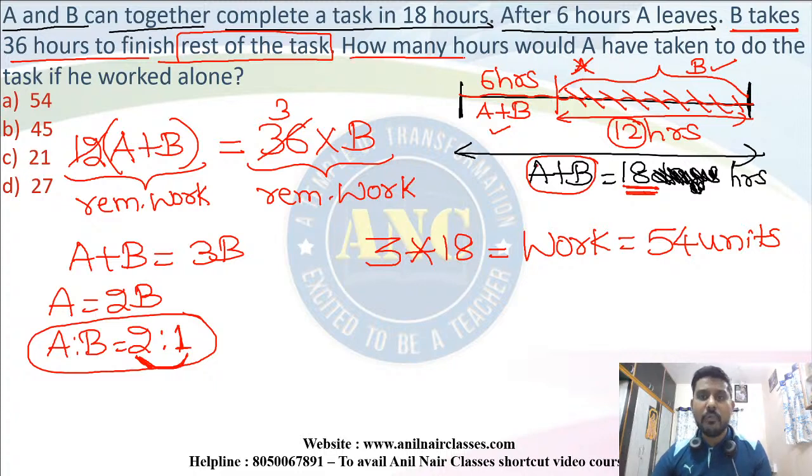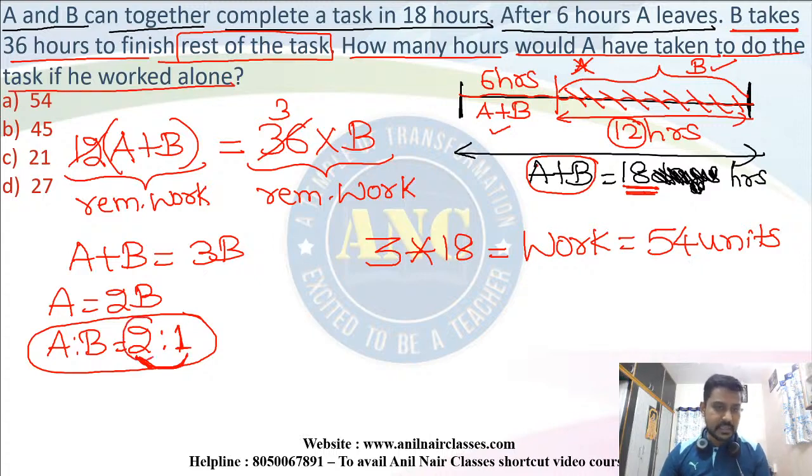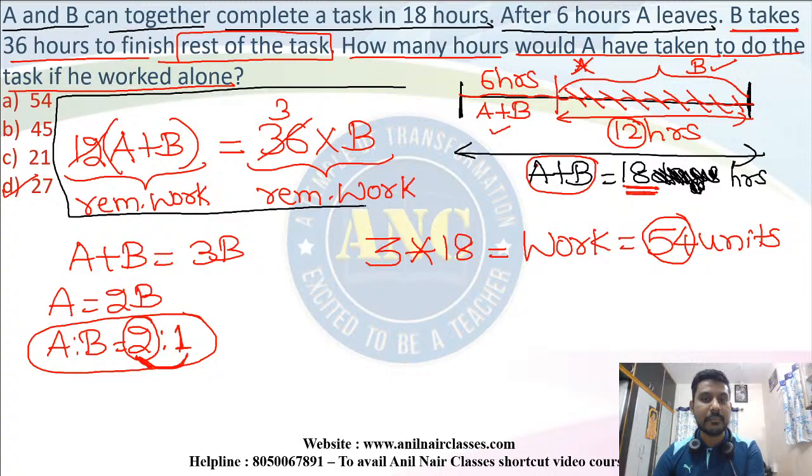What is the question? How many hours would A have taken to do the task if he had worked alone? So A's capacity is 2 units per day to complete 54. 2 into which number is 54? 2 into 27 is 54. The answer for this question is 27. Always remember, you should know how to create this equation of remaining work. Creating the equation is one of the easiest things. In fact, if you know the concept I have told you just now, it's so simple.